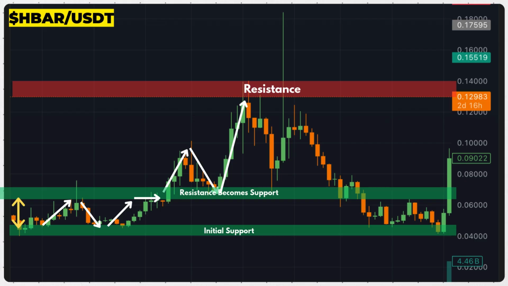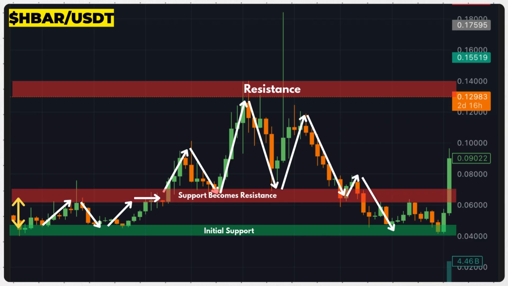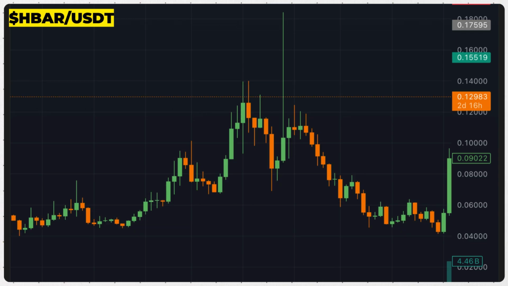You can also see the flip working in reverse. After bouncing off the 0.07 multiple times, price eventually lost that support, and the moment it broke, 0.07 turned into resistance again, rejecting price on the way back up.